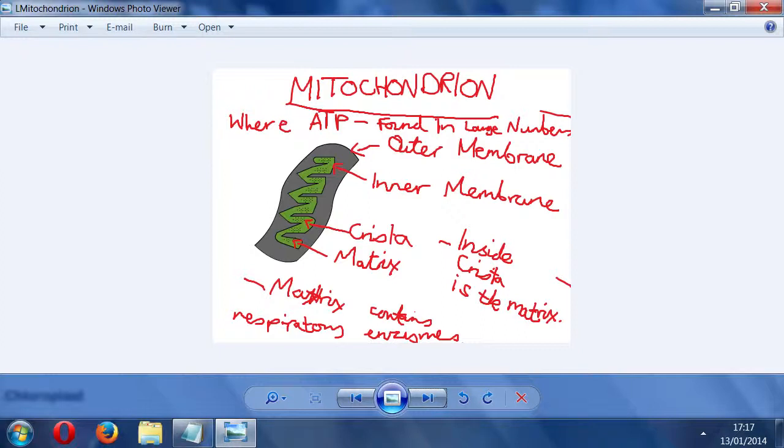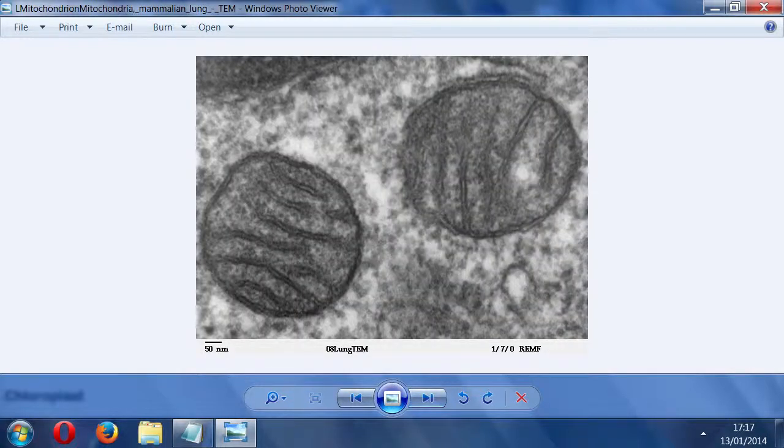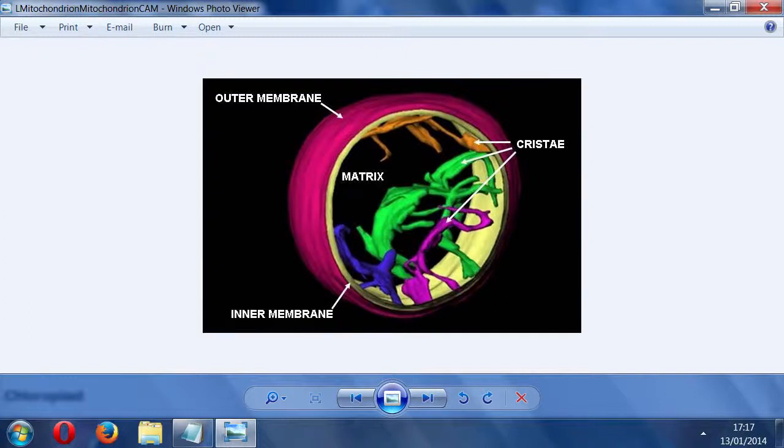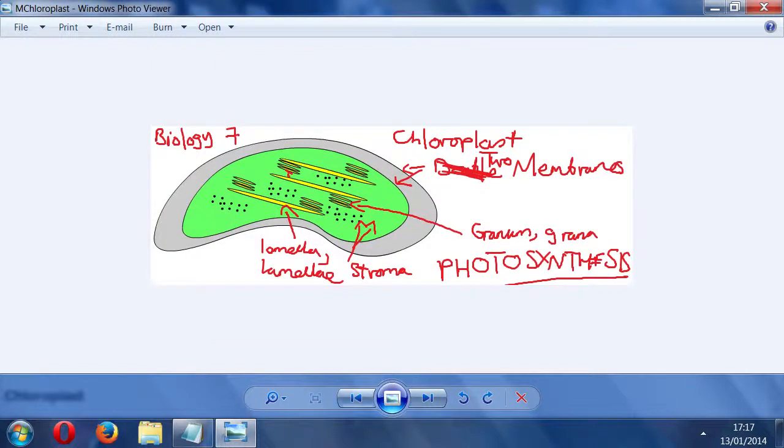So there we can see, this is a picture that I created. We've got the outer membrane, inner membrane, the cristae, and matrix in the middle. And we can see some mitochondria in this lung picture. You can see these structures very, very clearly. That's a good one. Really close up, you can see all the structures of the mitochondria. That's the lung. And here's another picture showing the inner membrane, the outer membrane, the cristae, and the matrix, which is in the core.